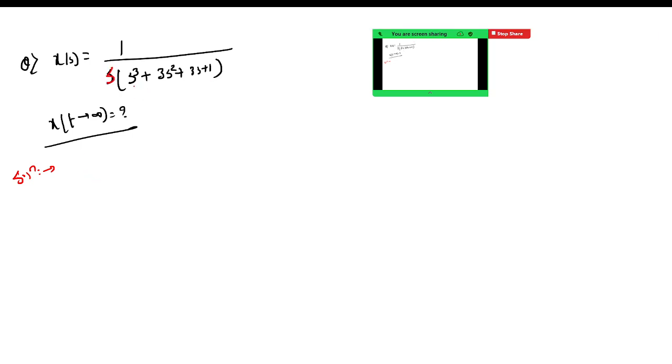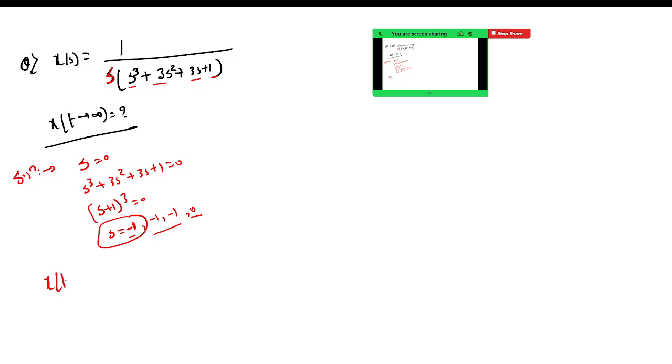So how can I calculate? This one is s and s cube plus 3s square plus 3s plus 1. So your denominator's roots are s equals 0, or s cube plus 3s square plus 3s plus 1 equals 0. So this one is (s plus 1) whole cube equals 0. So s is equal to minus 1. So here you see that the root of the denominator is coming minus 1, and this is a repeated root, triplet, that is minus 1, minus 1, minus 1, and 0. So here I have told you, if roots are coming negative, then we can use the final value theorem.